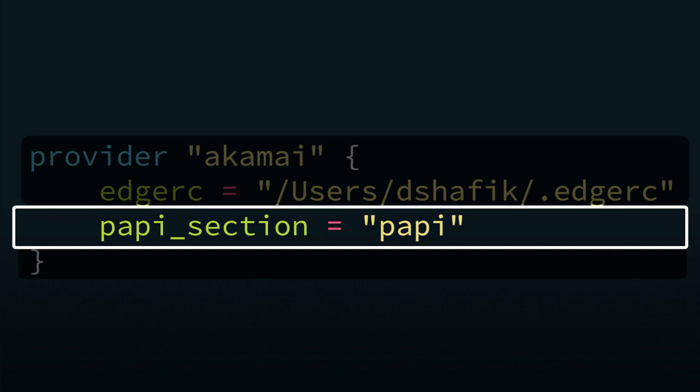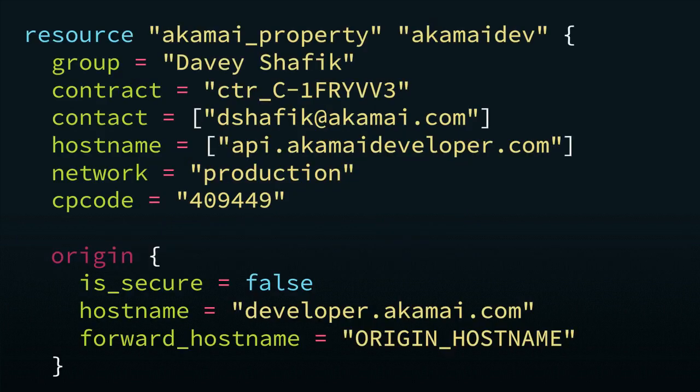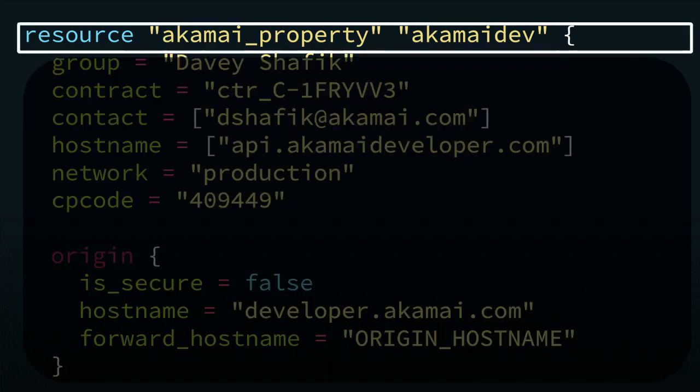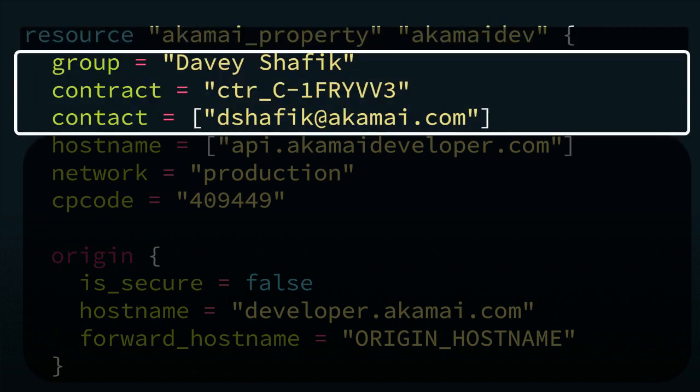And then this is the actual resource. Now this is a much longer configuration, but there's obviously a lot more going on for a property. So we're going to set up an Akamai property resource. We're going to call it Akamai Dev. And then we're going to specify some very simple prerequisites. In this case, the group name, the contract ID, and then a contact, and that's the person who will be emailed whenever the property gets activated.